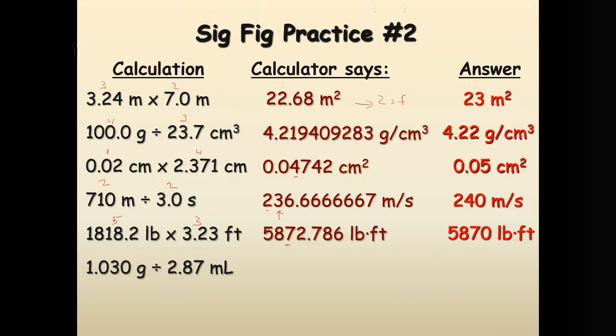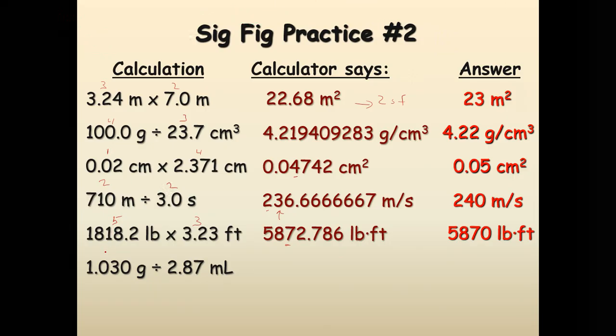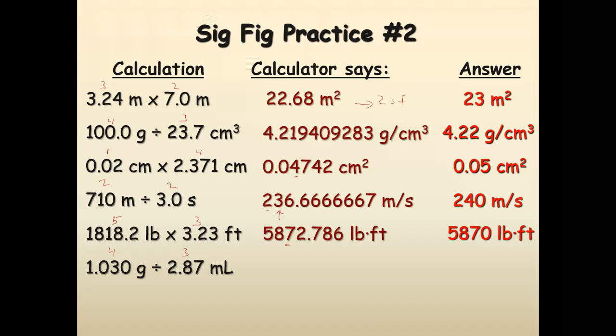1.030 grams divided by 2.87 milliliters. 1.030 has 4. 2.87 has 3. So my final answer at a calculator is that. I now need to round that to 3 significant figures. 1, 2, 3, look at what to do with this 8. And it becomes 0.359 grams per milliliter.